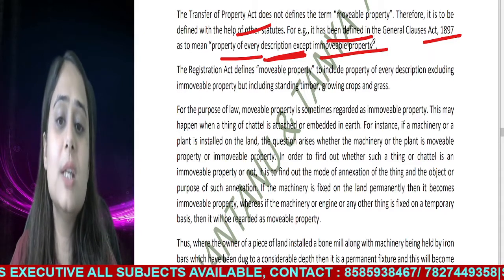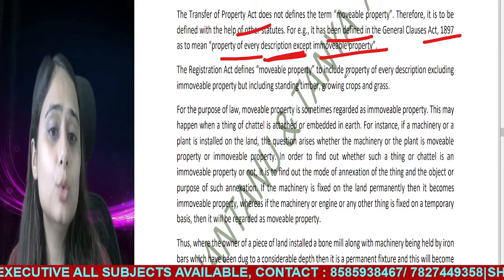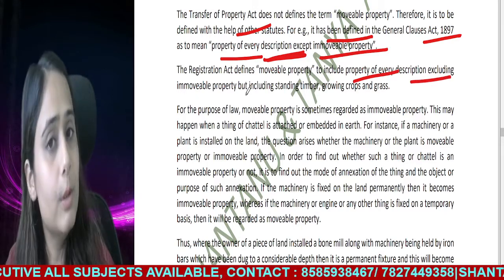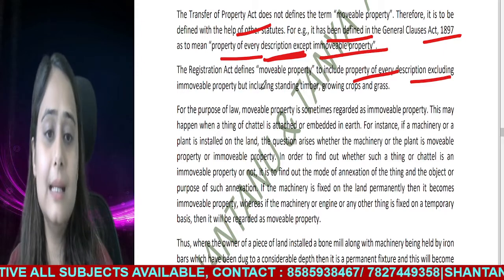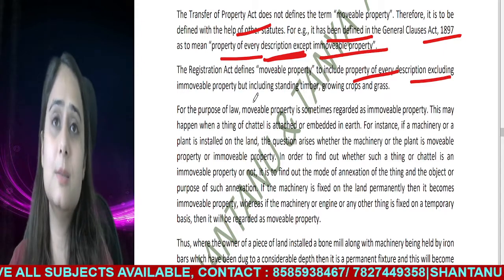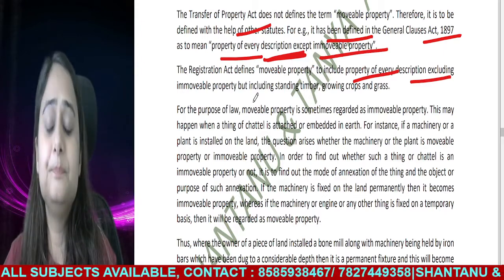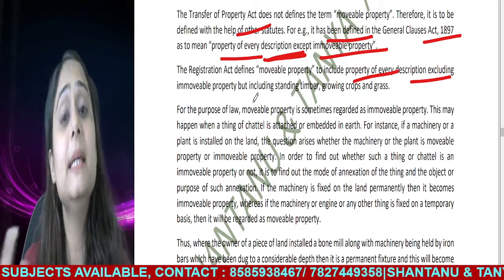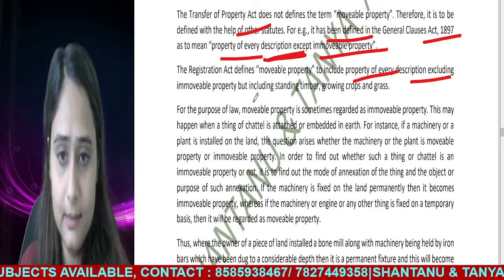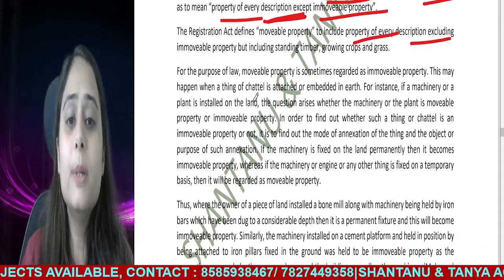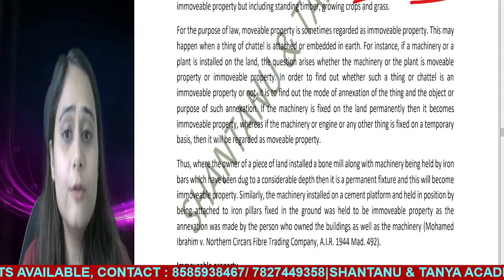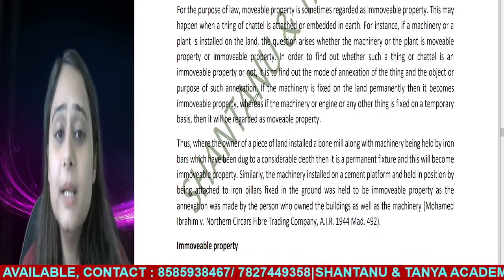The Registration Act defines movable property to include property of every description excluding immovable property, but it includes standing timber, growing crops and grass, because they can be taken from one place to another, or they can be easily sold in the market, correct? So movable property is sometimes regarded as immovable. This may happen when a thing or chattel is attached or embedded in the earth.